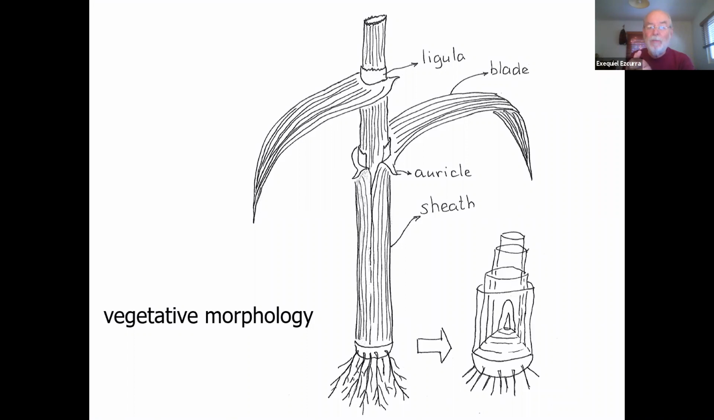Grasses are monocots, and as such, they have parallel veined leaves. You can see here in this illustration. In that sense, they are very similar to lilies, for example, or to reeds, or to sedges. They all have linear, parallel veined leaves. But grasses have something that makes them quite unique and very easy to distinguish and identify.